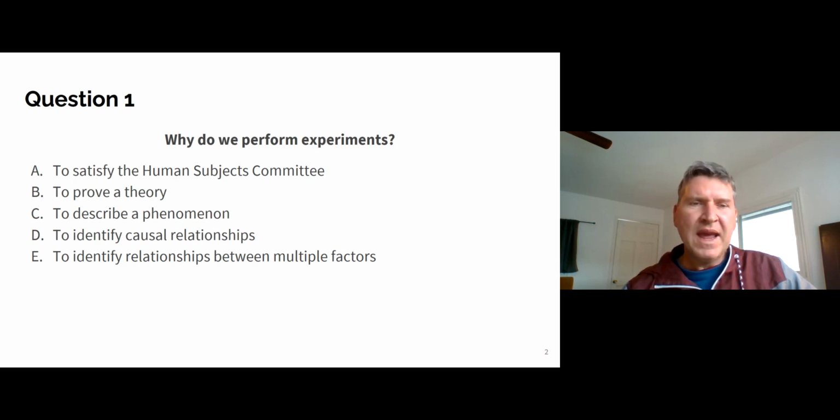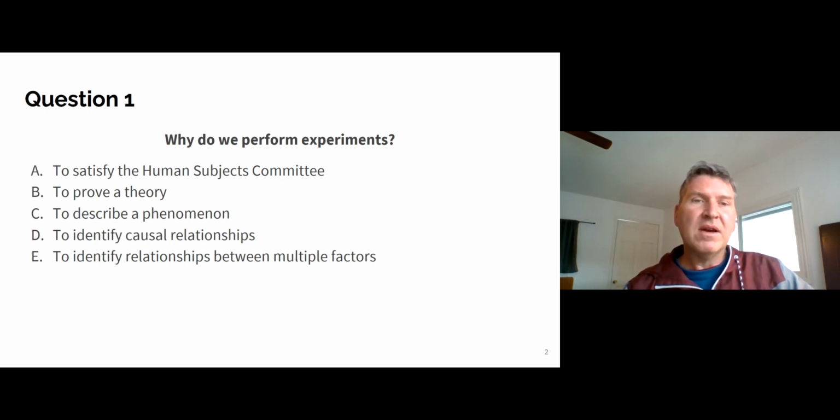The first one, A, to satisfy a human subjects committee. Yes, we have to do that, but it's not the purpose behind the committee. It's more of a means to an end as opposed to an end in itself. To prove a theory, now that might be a byproduct of an experiment, but it's not necessarily the purpose behind it. To describe a phenomenon, that's more of a descriptive research problem as opposed to a purpose behind an experiment.